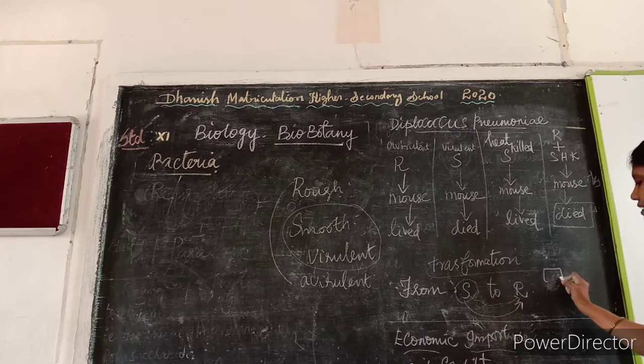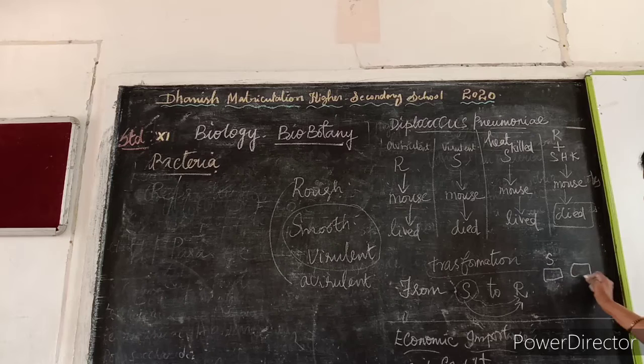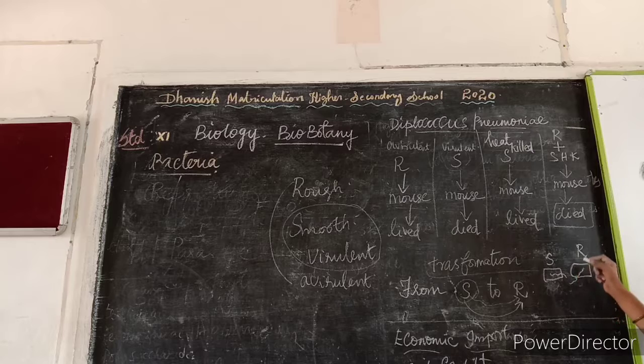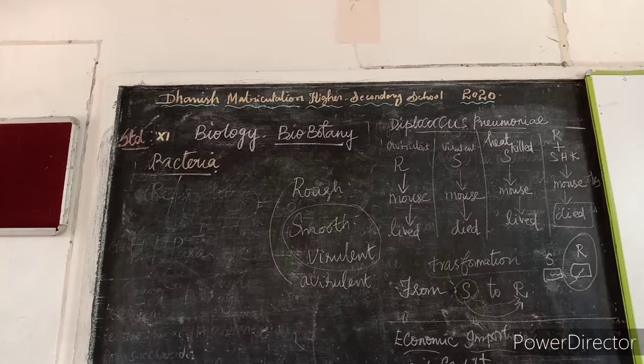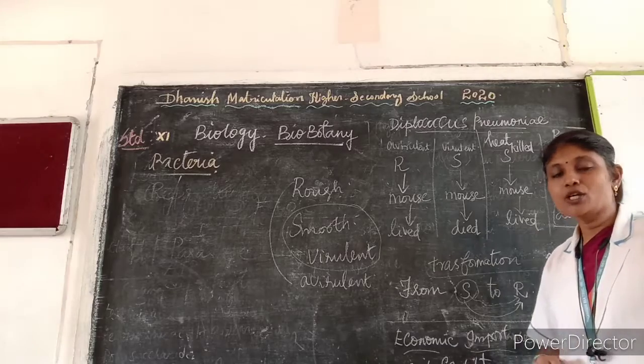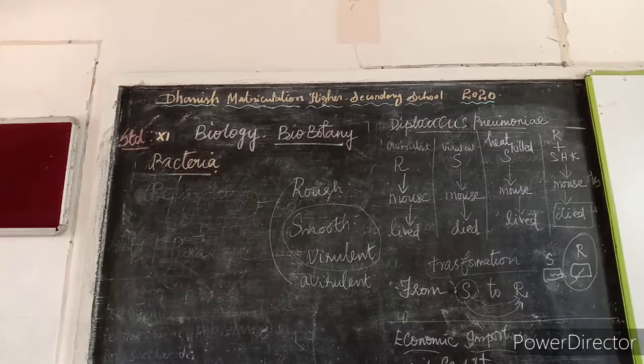If I consider this as a bacteria, that is S type, and consider this as a bacteria, that is R type, the genetic material from S type has come out and moved inside through the cell wall into the rough type. So this rough type becomes virulent and started killing the mouse. This is the experiment done by Griffith to prove transformation occurring in bacteria.